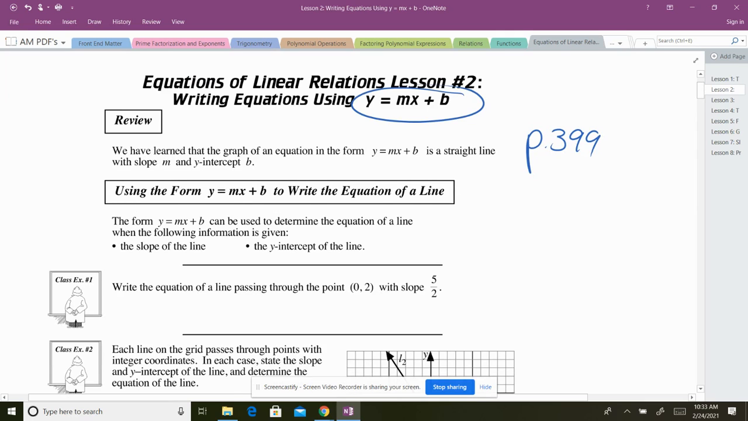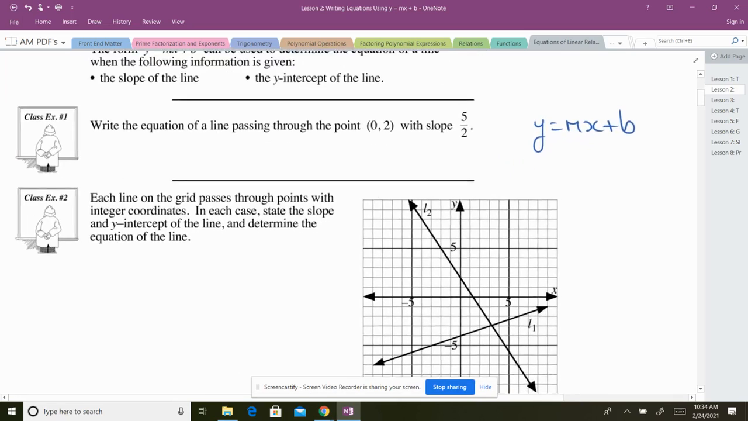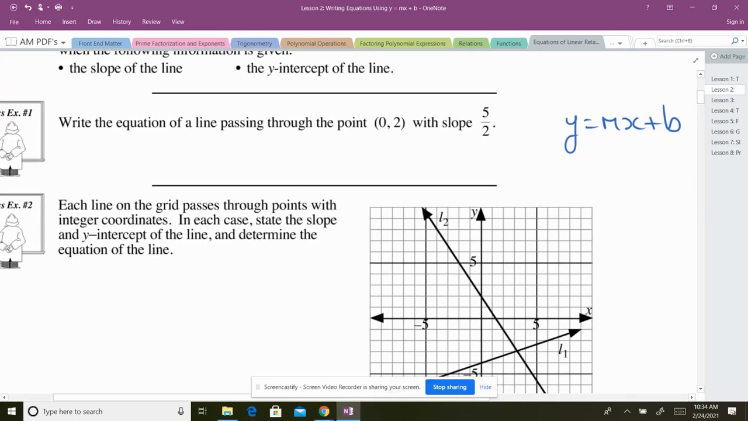y is equal to mx plus b. So if my equation is y is equal to mx plus b, m represents the slope, b represents the y-intercept. Okay, so let's just start with the first one here.